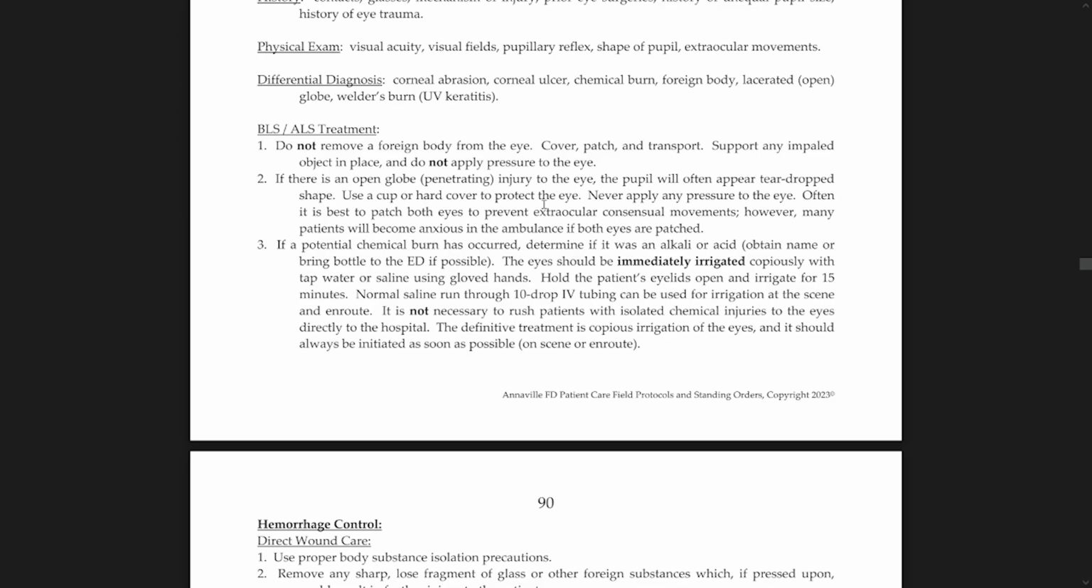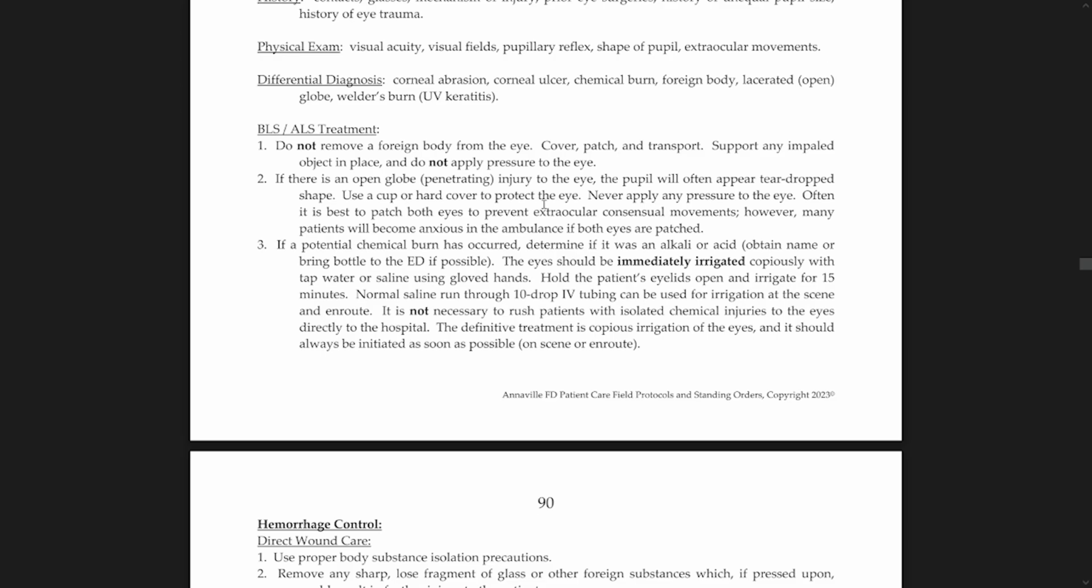Use a cup or hard cover to protect the eye. Never apply any pressure to the eye. Often it is best to patch both eyes to prevent extraocular consensual movement. However, many patients will become anxious in the ambulance if both eyes are patched.